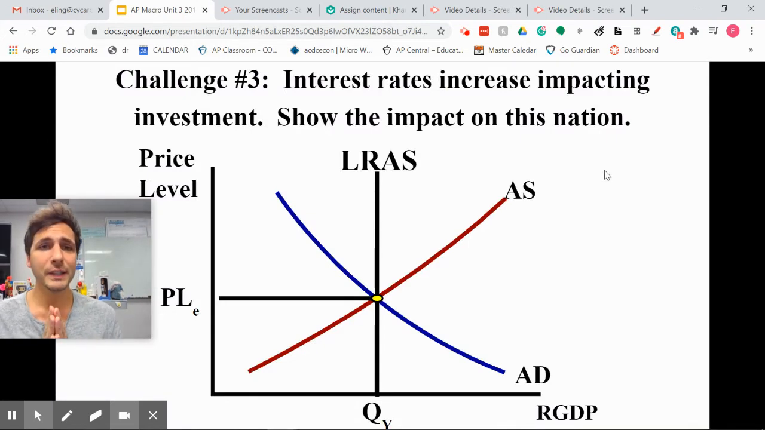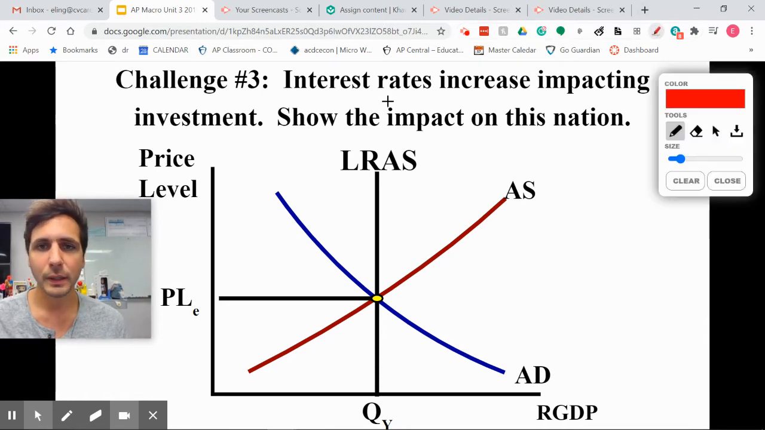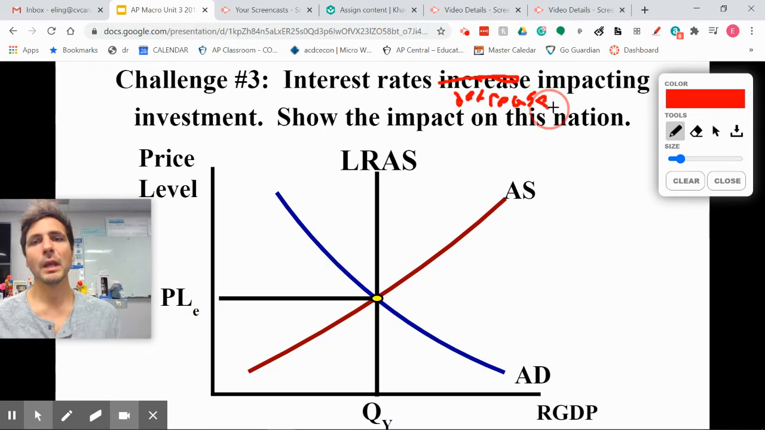Challenge number 3. Let's say that interest rates decrease, impacting investment. Show how this impacts the nation.